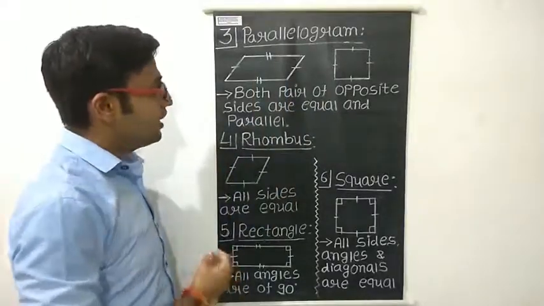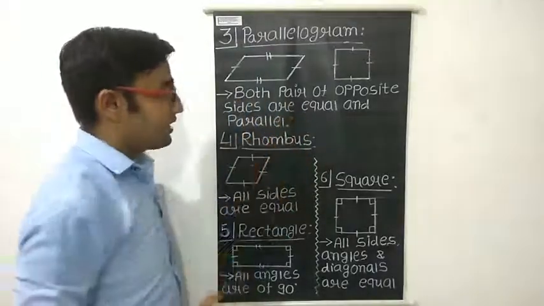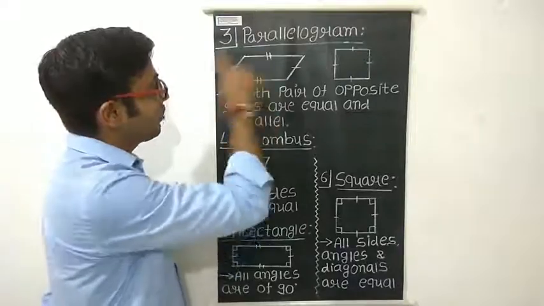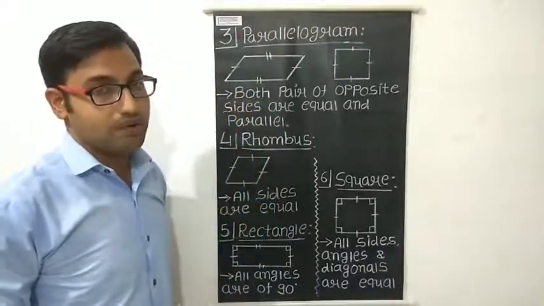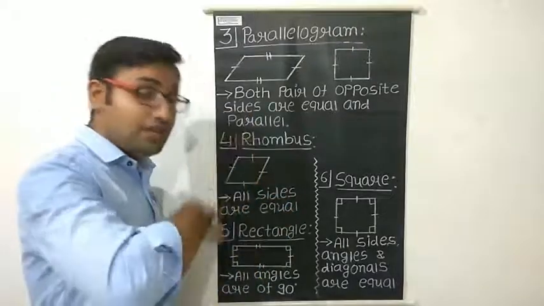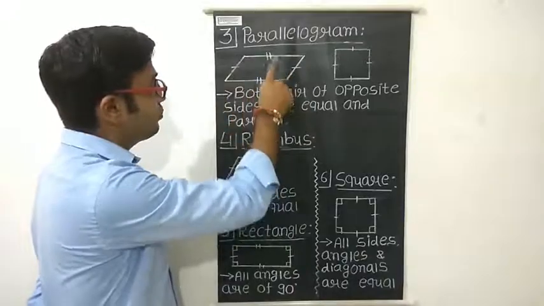So we can say that if in a quadrilateral both pairs of opposite sides are equal and parallel, then we can say that that quadrilateral is a parallelogram. Notice that both pairs of opposite sides must be equal and parallel. They must be equal. That is why we use this sign.